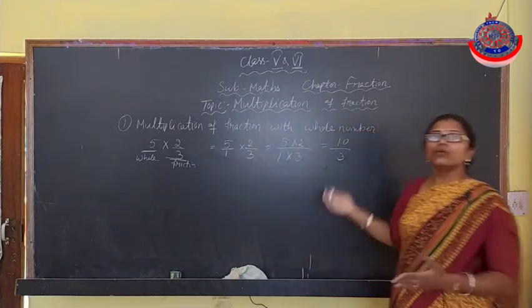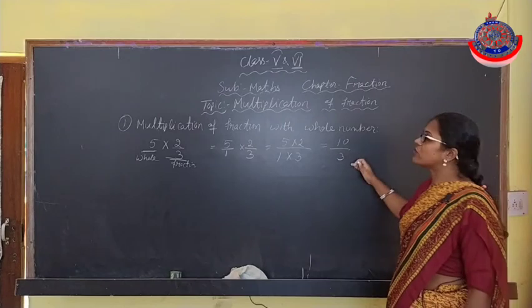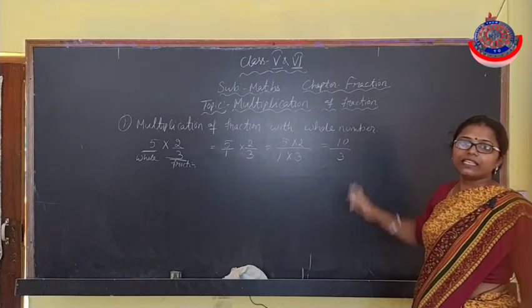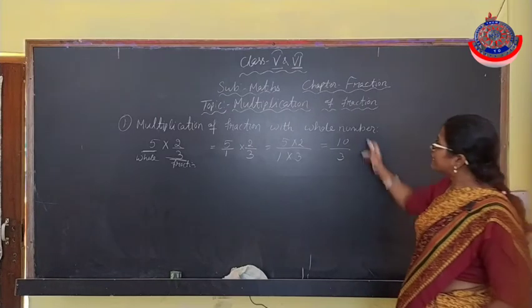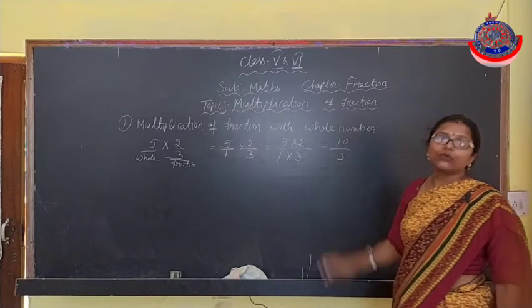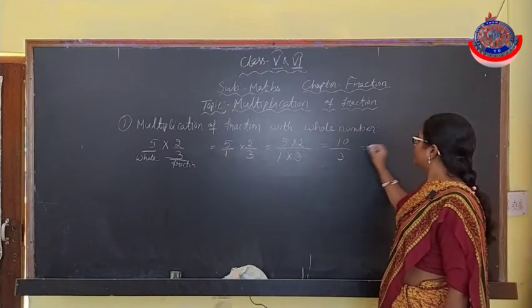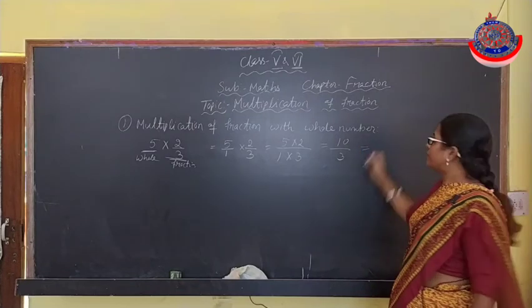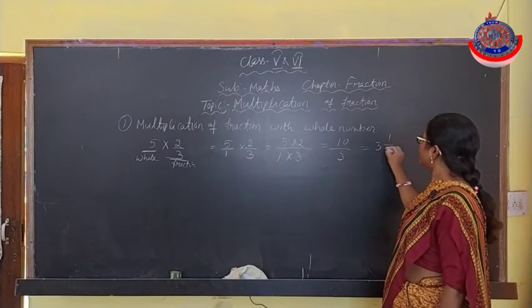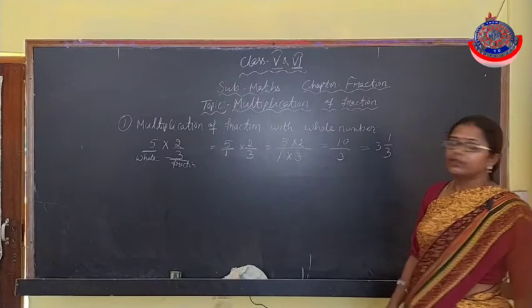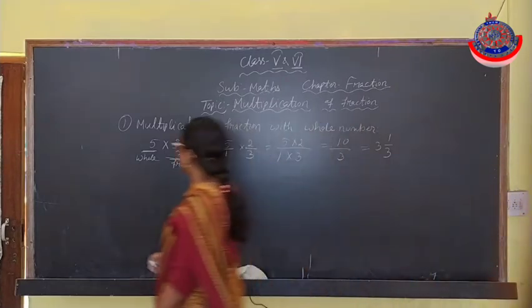Now we will check whether we can reduce this or not. Now 10 by 3 cannot be reduced, but it is in the improper format. We can convert it into a mixed fraction also. When I convert it into a mixed fraction, it will be 3 whole 1 over 3. We will take some more examples.